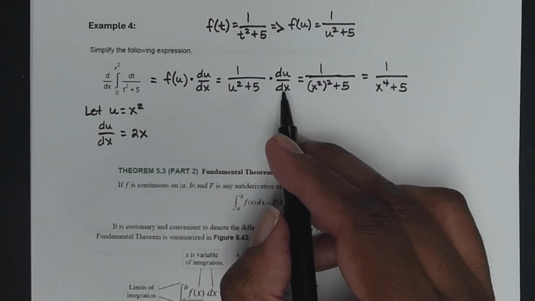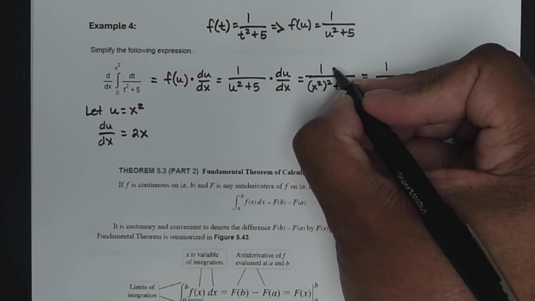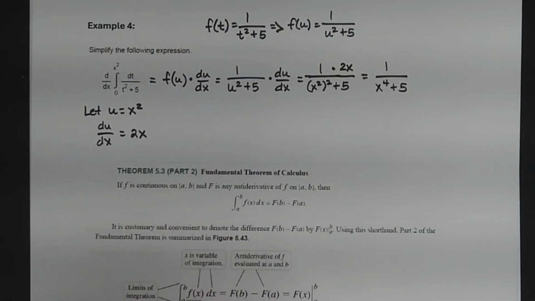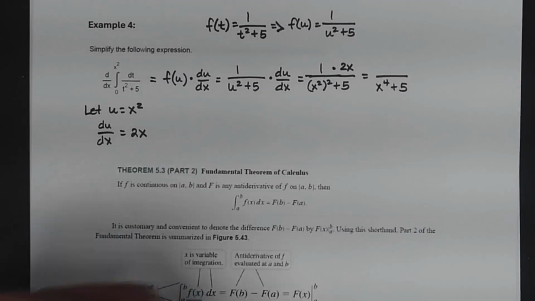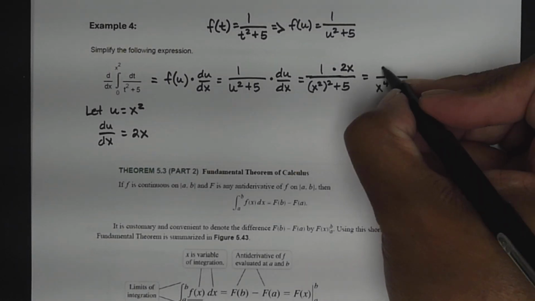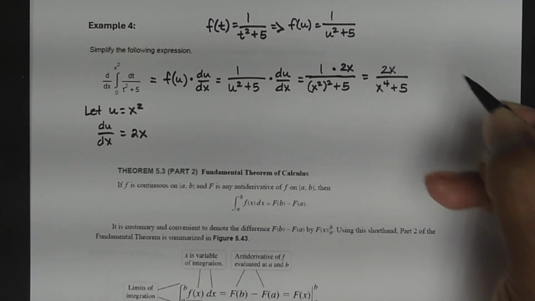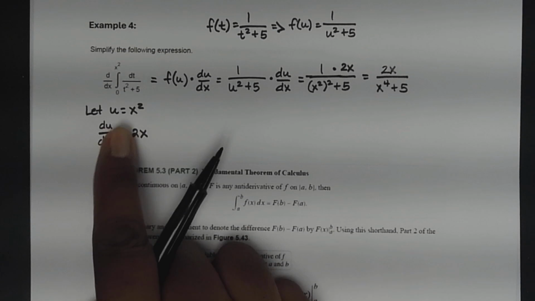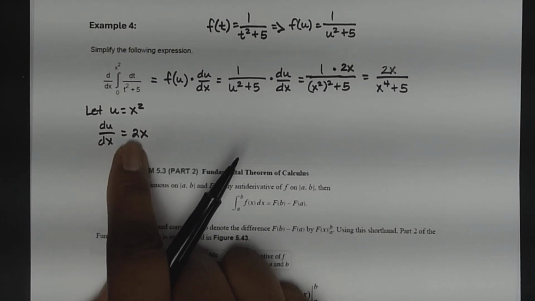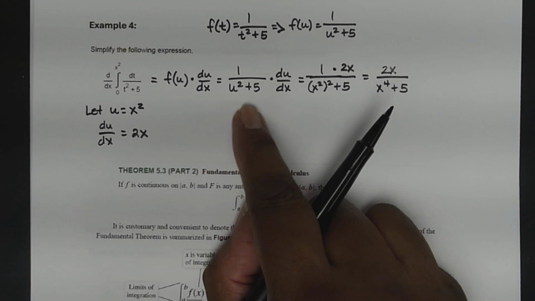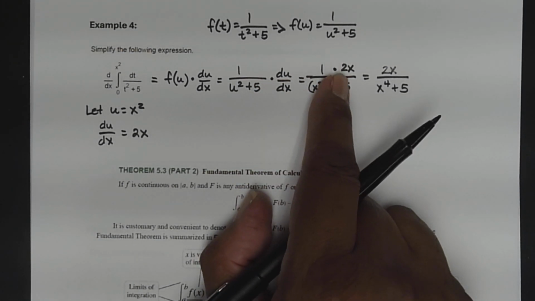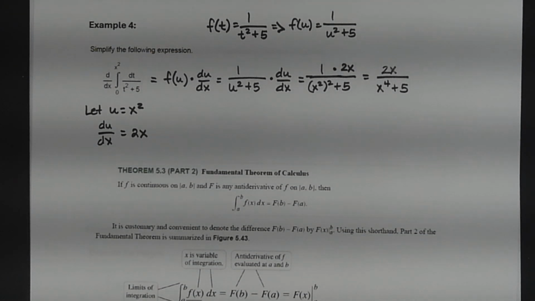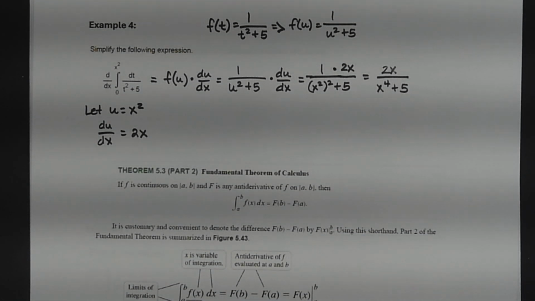And I forgot something else here. That du dx needs to be multiplied by 2x. So if I do 1 times 2x, that's going to be 2x. So I have 2x divided by x to the 4th plus 5. Okay, because I let u be x squared, that meant du dx will be 2x. So I have 1 over u squared plus 5, that's going to be this part, times the du dx, that's 2x. So I end up with 2x divided by x to the 4th plus 5. Okay.